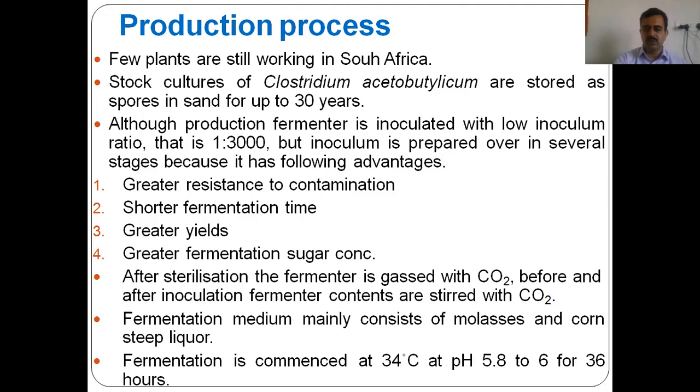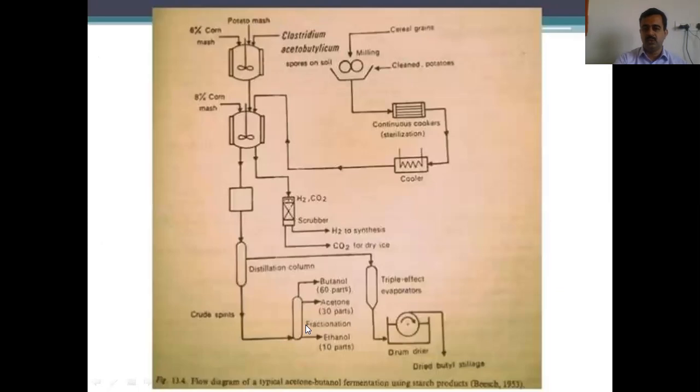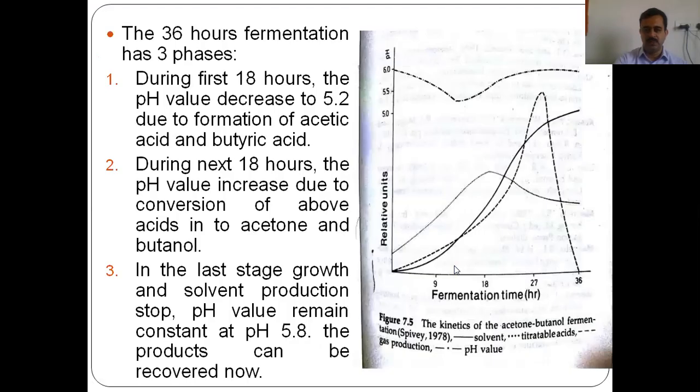After sterilization, the fermenter is gassed with CO2 before inoculation, and the inoculated fermenter contains cleared CO2. So CO2 plays a very vital role in this particular kind of fermentation. The pH generally has to be 5.5 to 6 for up to 36 hours in order to get the fermentation fully completed. See here, from the potato mash itself through all the processes, ultimately the desired product is generated.